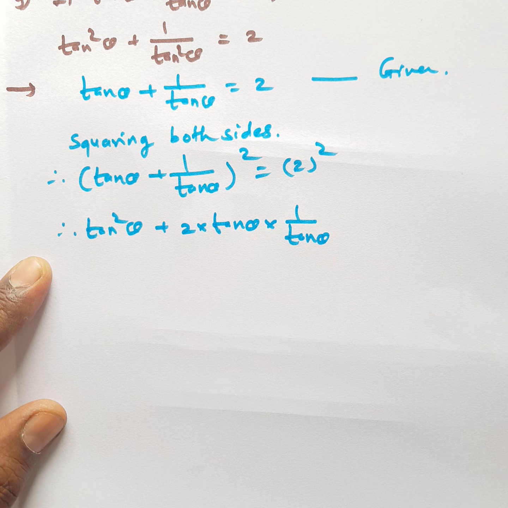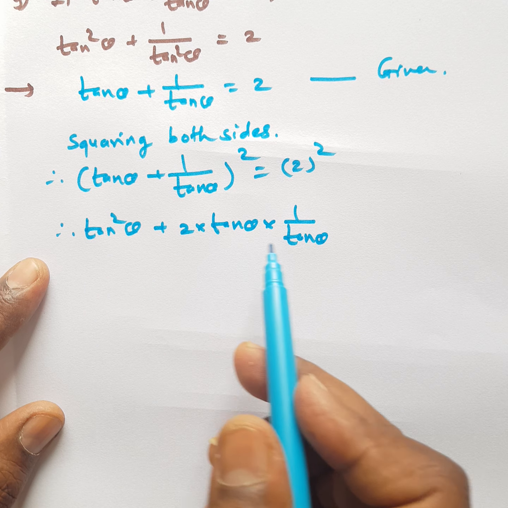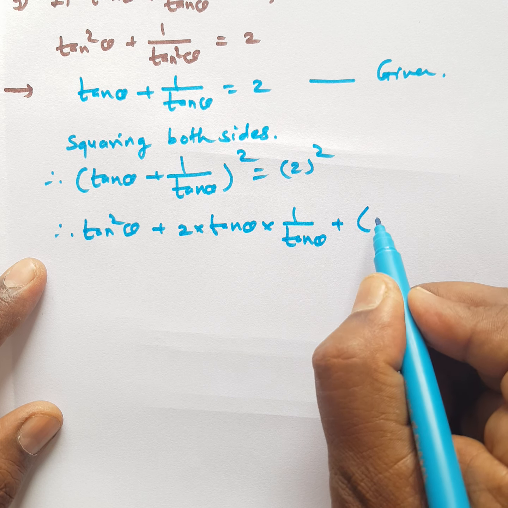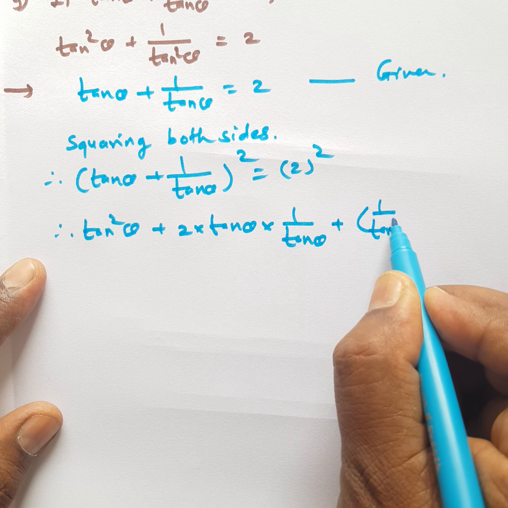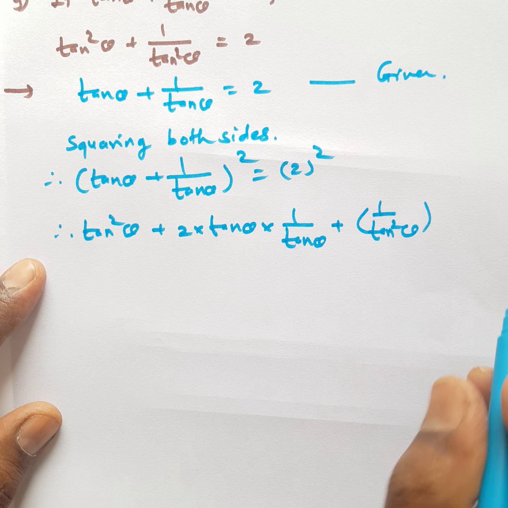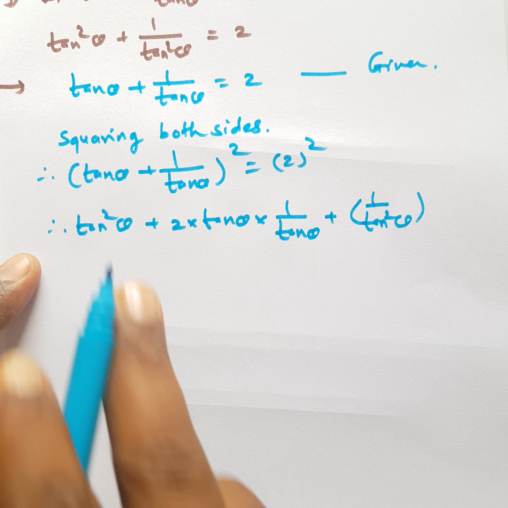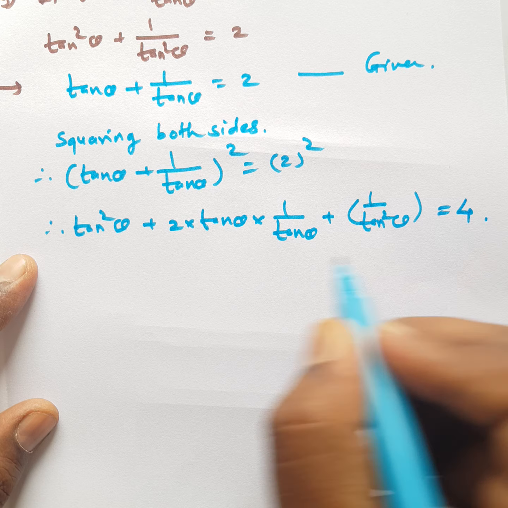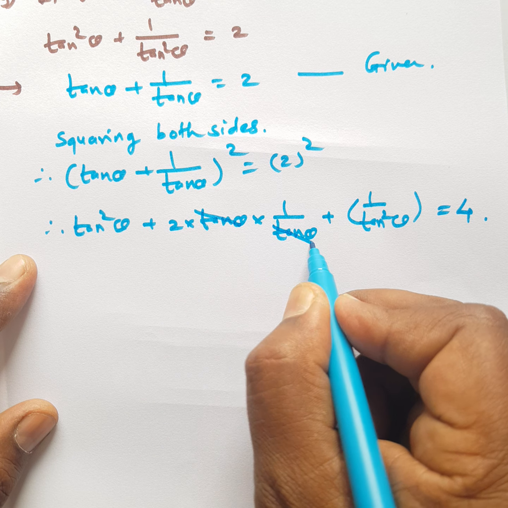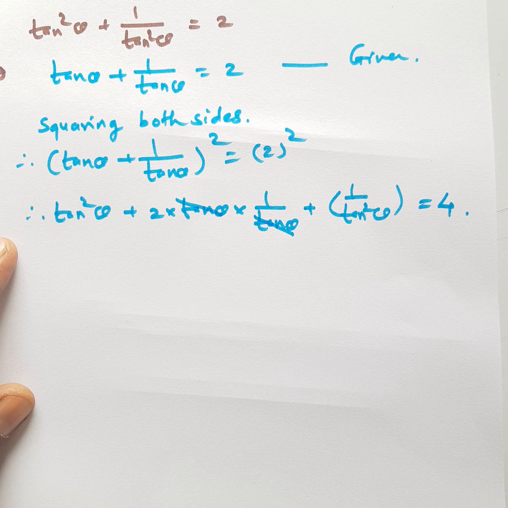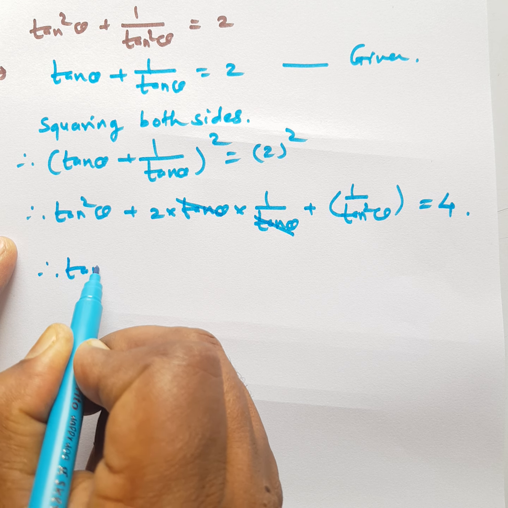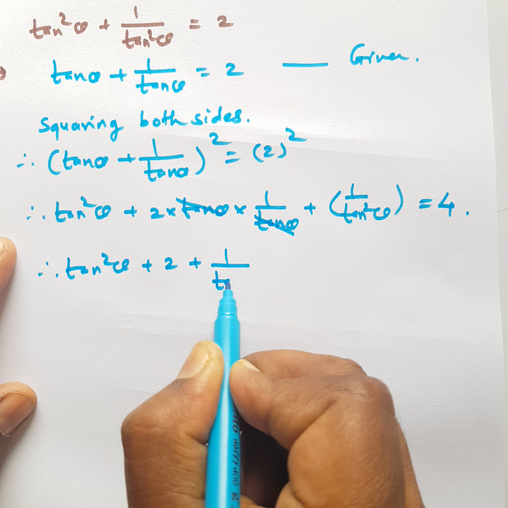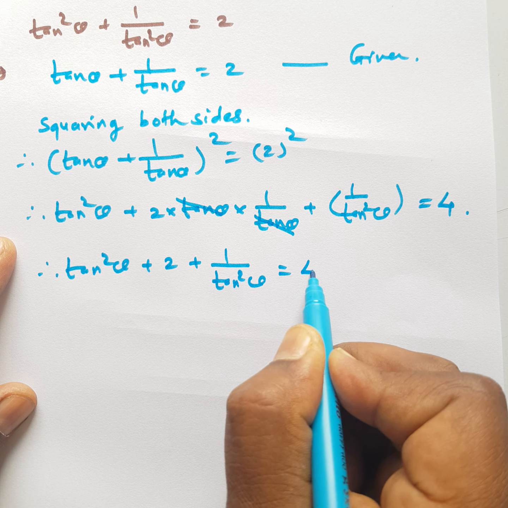as (a plus b) bracket square is a square plus 2ab, meaning 2 into first term into second term, plus 1 upon tan square theta. There is no need of bracket, only square of 1 is 1 and square of tan theta is tan square theta, equal to 4. Now here tan theta and tan theta from numerator and denominator get cancelled. Therefore tan square theta plus 2 plus 1 upon tan square theta is equal to 4.